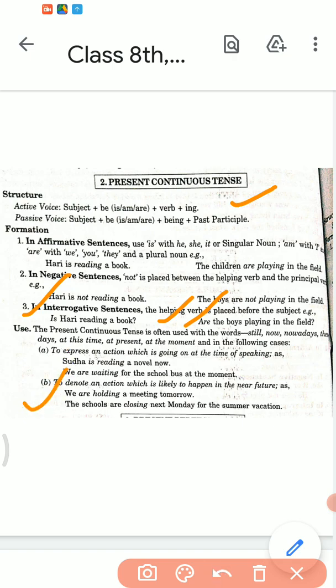Now, see the next rule: to denote an action which is likely to happen in the near future. For example, we are holding a meeting tomorrow. The schools are closing next Monday for the summer vacation.